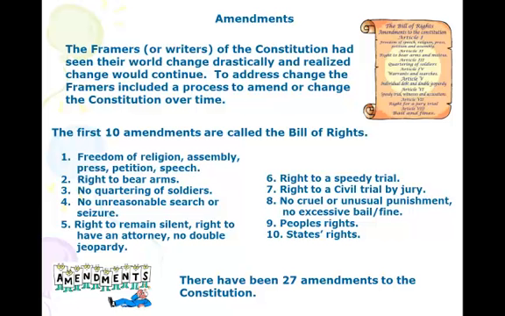And now you have some information about the Preamble, the branches of the government, and the Bill of Rights.